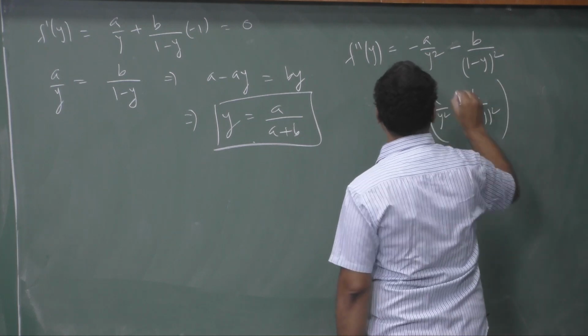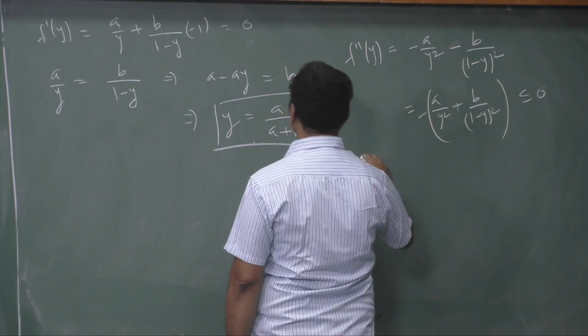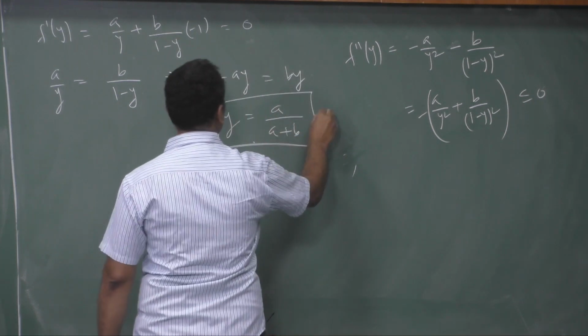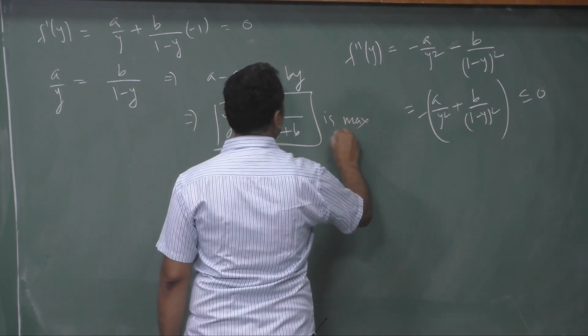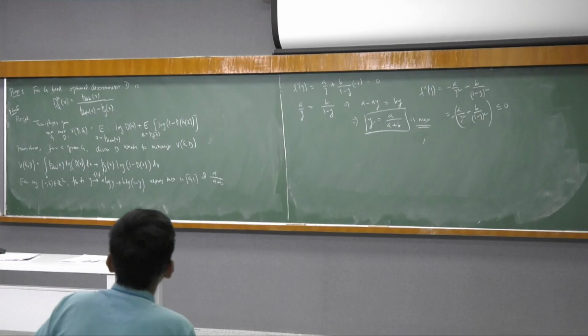This whole thing minus, which is less than or equal to 0. This implies y, this is maxima. Okay, because the double derivative is negative. So indeed we verified that this function is achieving maxima at a by a plus b.